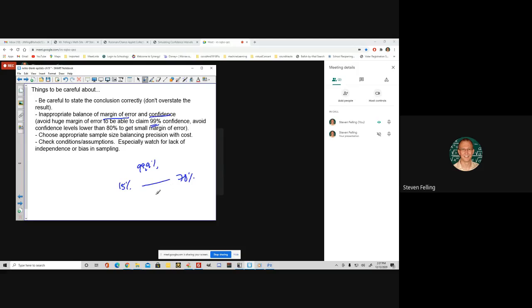On the other hand, going the other direction, you can say I know that the answer is somewhere between 48% and 49%, but we're only 40% confident in that result. That's not useful either. So you have to come up with some kind of balance. The most common confidence levels are 90, 95, and in some rare circumstances, 99. Usually 90 or 95, and 95 by far is the most commonly used. Choose an appropriate sample size, because it's always better to sample more statistically, but there's always a cost associated with it. And then don't forget to check the conditions, every time.